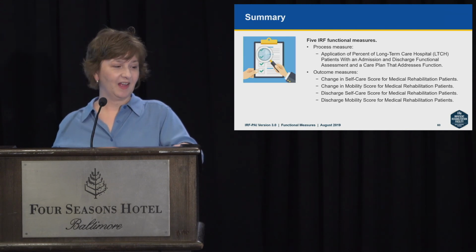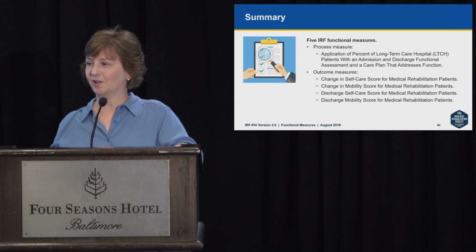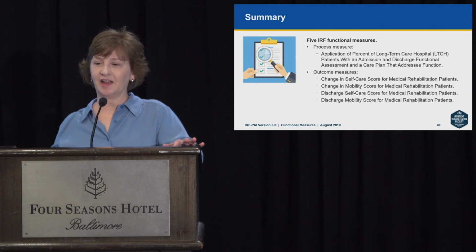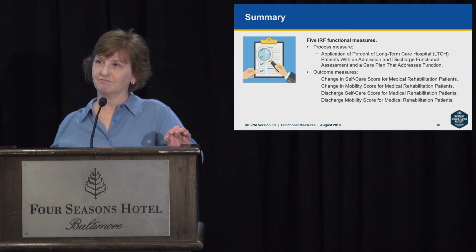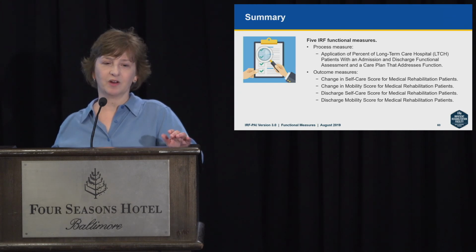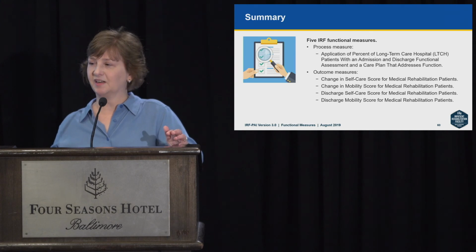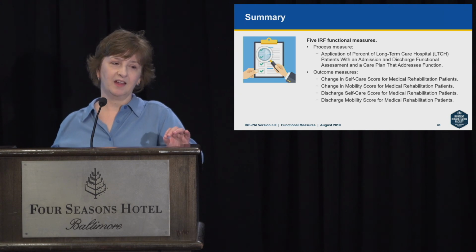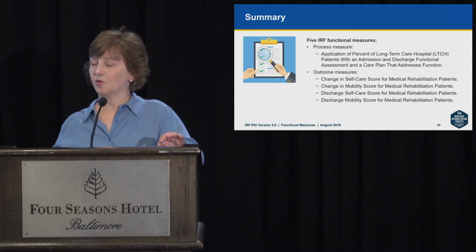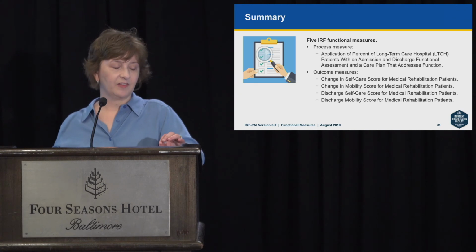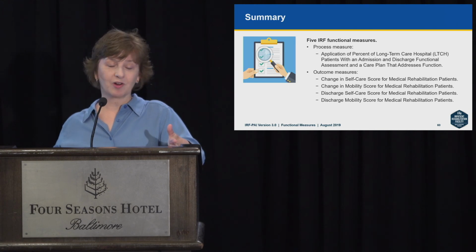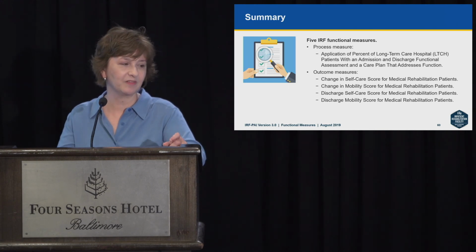So in summary, the functional outcome measures include one process measure, and the process measure is basically looking at selected GG items and determines the percent of records where the self-care and mobility data for those selected items are included at admission and discharge, if it's a complete stay and there's at least one self-care or mobility goal. And then there are the outcome measures, which are obviously a little more complicated, and I spent a lot more time on those during this presentation.